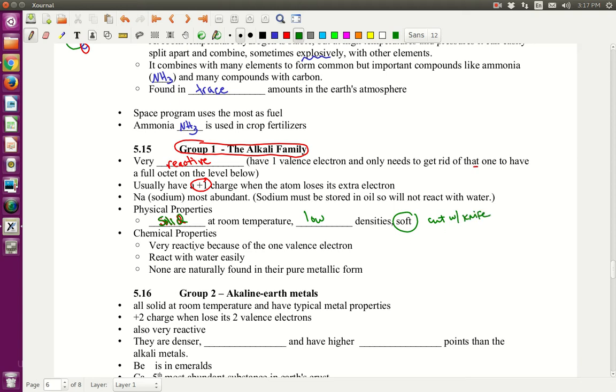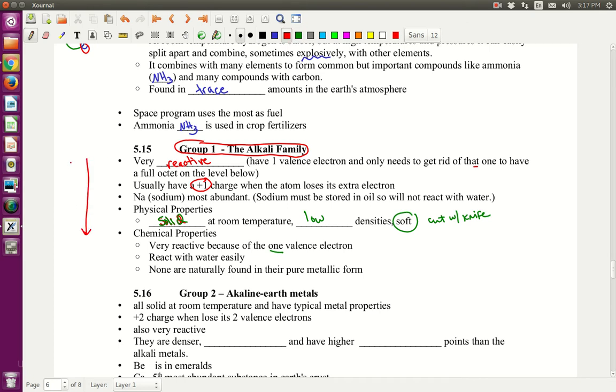They're very reactive because of the one valence electron. They react easily with water, and none are naturally found in their pure metallic form. Now the reactivity, which I told you they're very reactive, I want you to remember this, that the reactivity increases as you go down the chart.